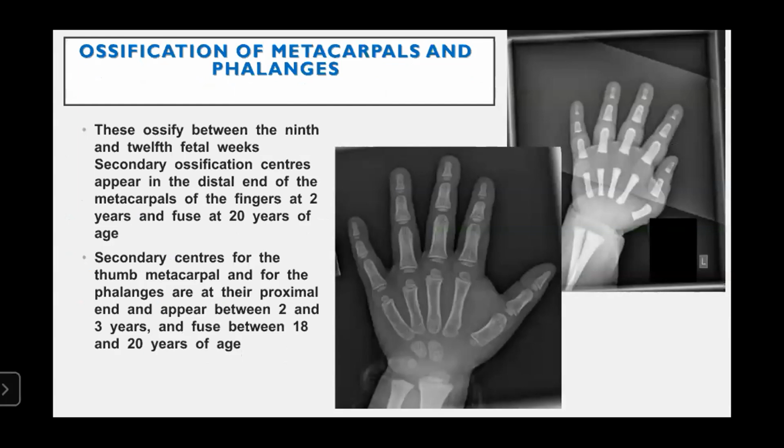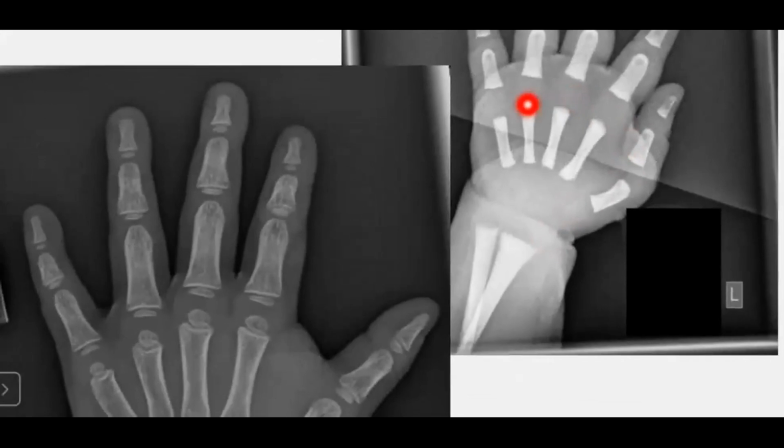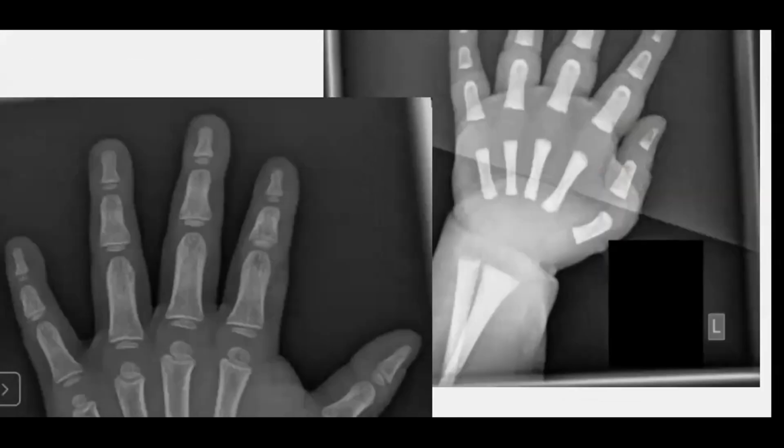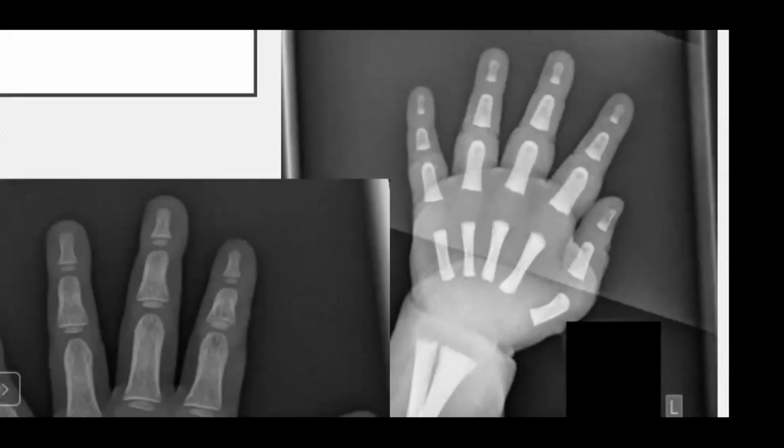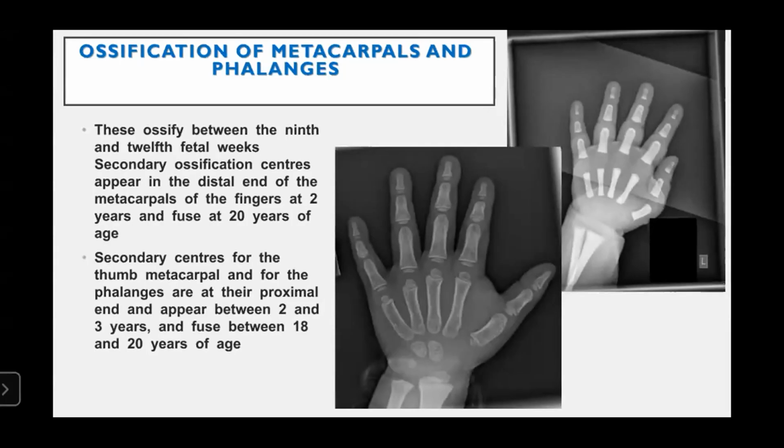Ossification of the metacarpals and phalanges. These ossify between the 9th and 12th fetal week, so at birth, the epiphyseal plate is cartilaginous and not seen by X-ray. This is the X-ray of the newborn baby.